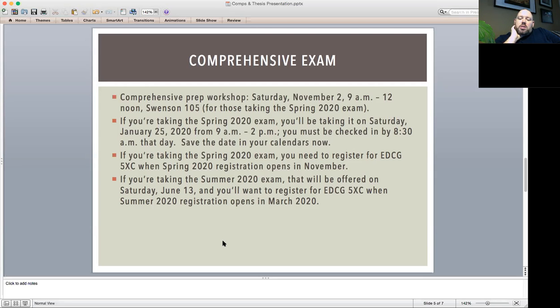If you are delaying your comps exam and you decide that you want to take it in summer 2020, that is offered on Saturday, June 13th. And you'll want to register again for EDCG 5XC when summer 2020 registration opens in March 2020. So again, summer and fall registration opens at the same time in March, and you'll want to register at that point.